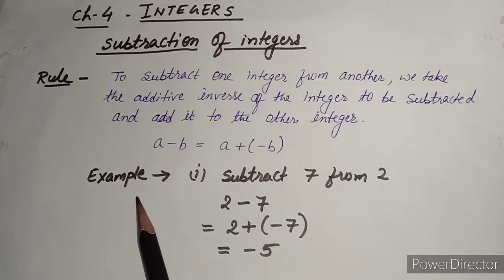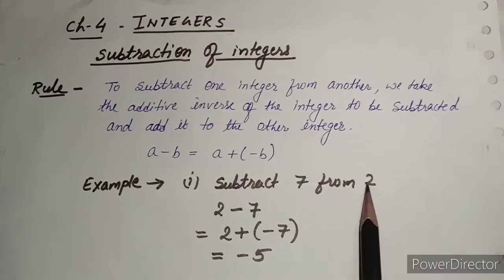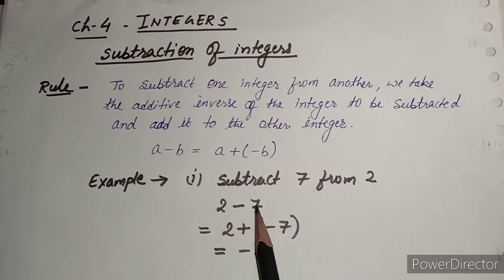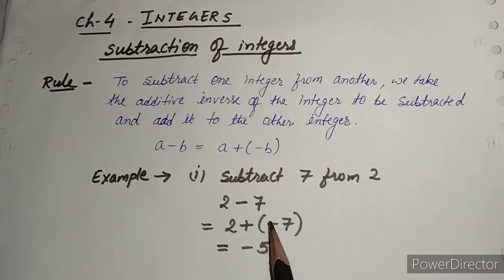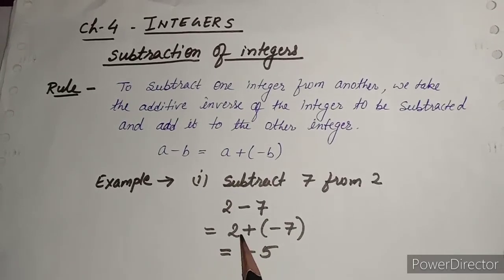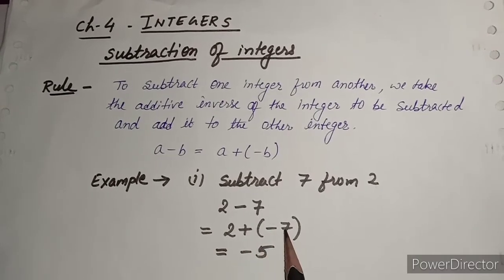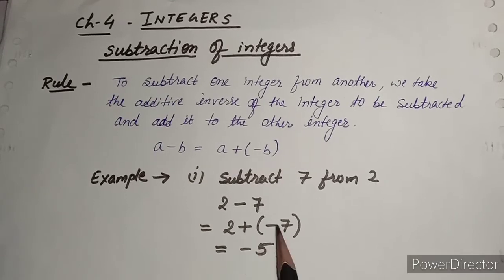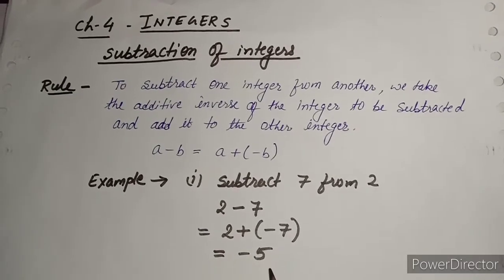See an example. Subtract 7 from 2. So from 2 you have to subtract 7. Means you have to add the additive inverse of 7 to 2. So that means 2 is added to minus 7. One is positive, one is negative, so you have to subtract and give the sign of the greater number. So here the answer is minus 5.